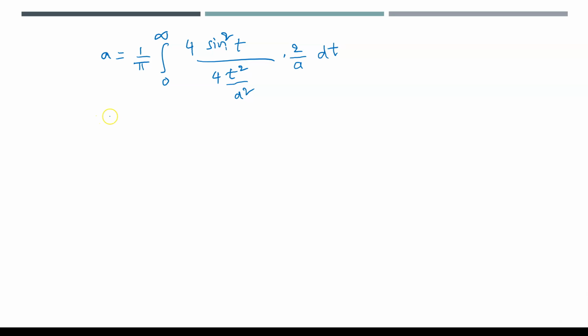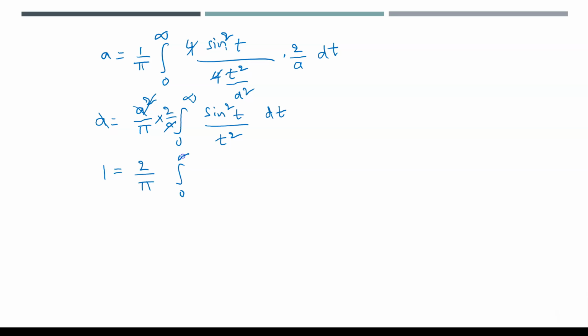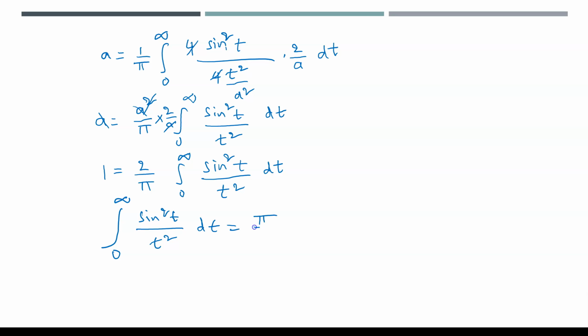So which is equal to, here 4 you can cancel, a equal to a square by pi integral 0 to infinity sin square t by t square, here into 2 by a dt. So here a will get cancelled, 1 equal to 2 by pi integral 0 to infinity sin square t by t square dt. That means integral 0 to infinity sin square t by t square dt equal to pi by 2.